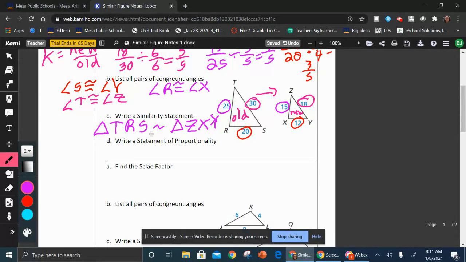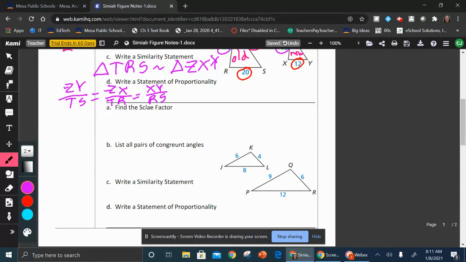Statement of proportionality is talking about the sides, okay. So if I put ZY is proportional to TS, ZX is proportional to TR, XY is proportional to RS. Okay.